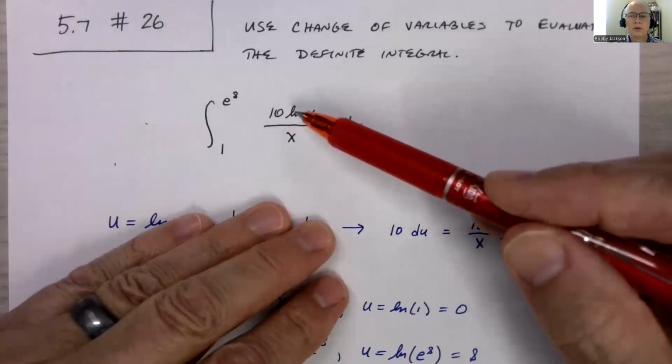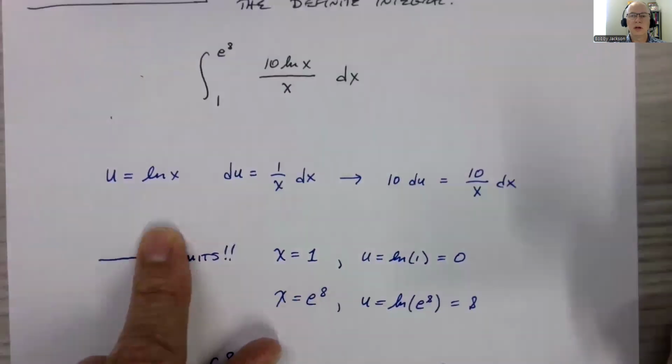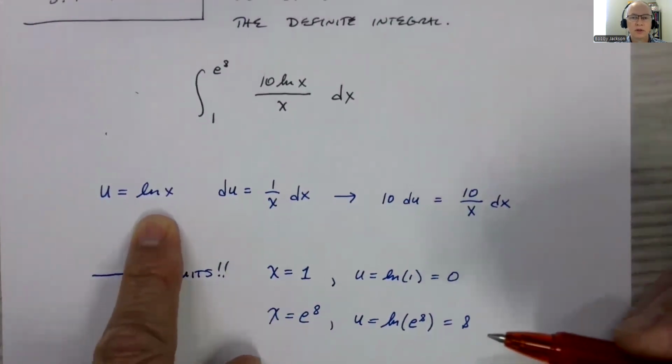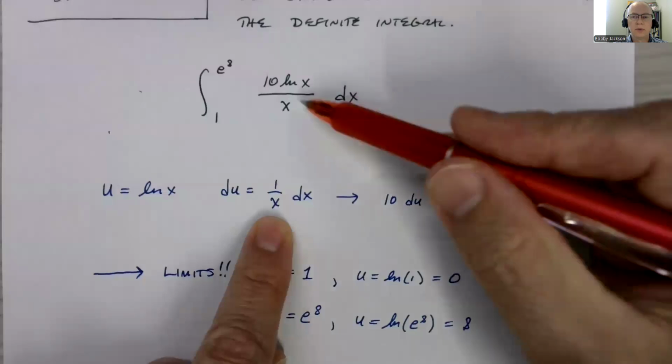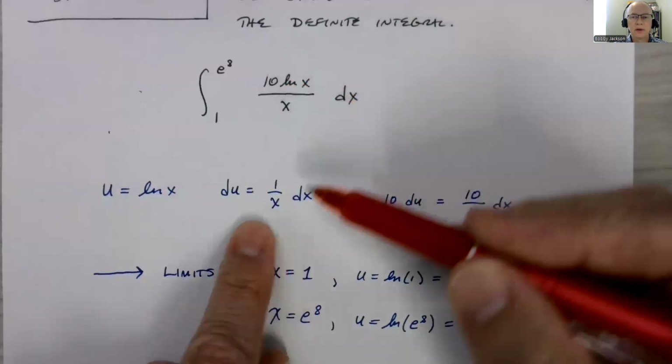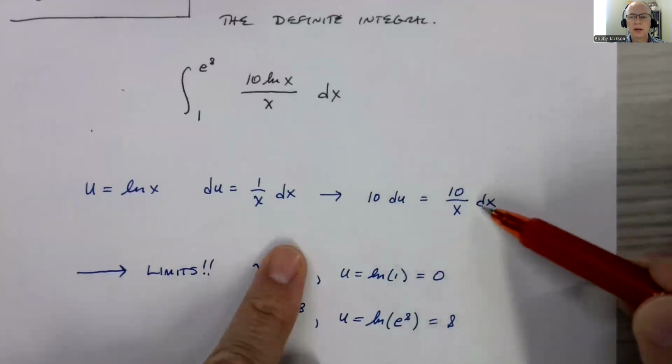So what if I choose u to be the natural log of x? Because when I choose u to be the natural log of x, the derivative of natural log of x is 1 over x, right? So du would be 1 over x dx. And look here, we've got 10 over x dx. So if I multiply both sides of this by 10, 10 du is 10 over x dx. So that's going to work.